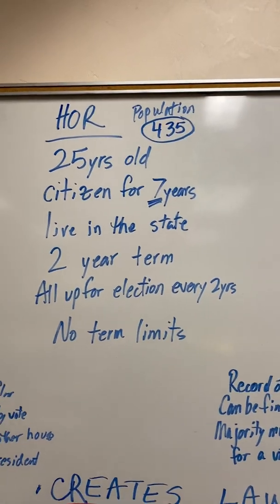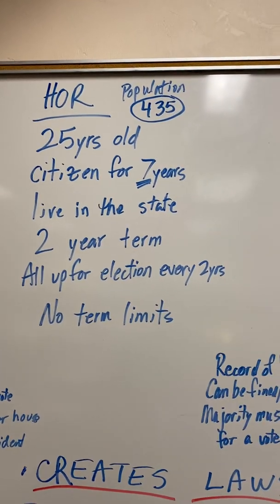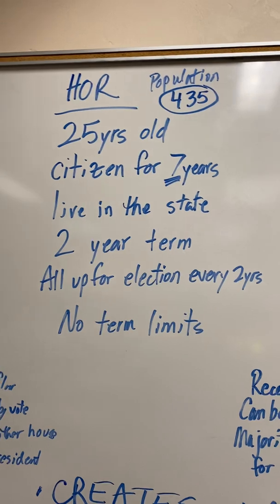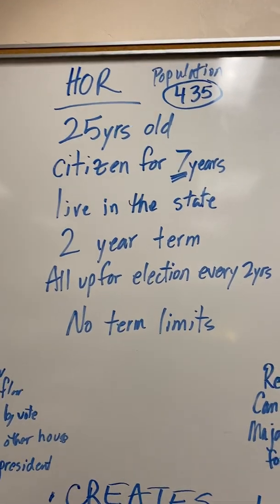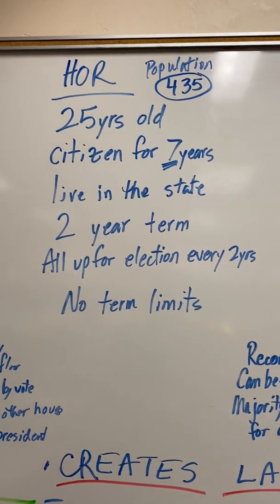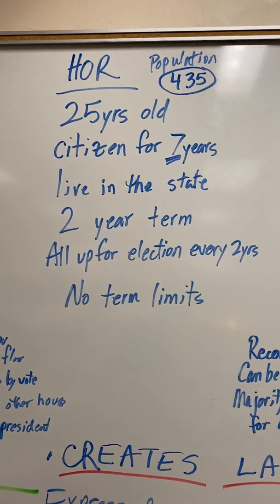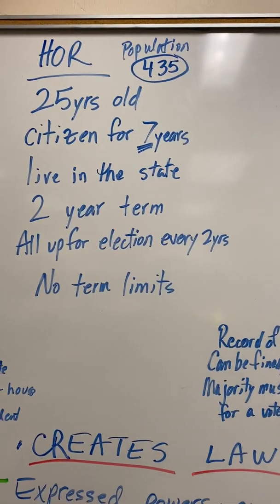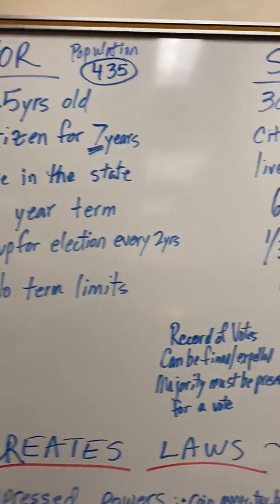You basically have two houses in Congress. The House of Representatives based on population. And here are the requirements. You have to be 25. You have to have been a citizen for 7 years. You got to live in the state that you're representing. But they only serve a 2-year term, and they're all up for re-election every 2 years. There are no term limits.